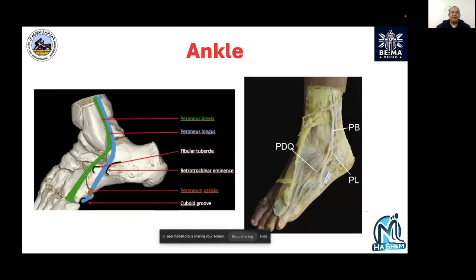زي ما حضرتك شايف زي ما قلنا كده الاميننس البرنيس بريفيس is above، البرنيس لونجس is underneath. بعد كده البرنيس لونجس goes through the cuboid groove and goes to attach there. في البرنيس بريفيس لها اتاتشمنت اسمها الديجيتي كوانتي، دونت كير اباوت، بس ممكن تسمعها في الامتحان. فريمبر ذات the peroneal digiti quinti is part of the peroneus brevis.